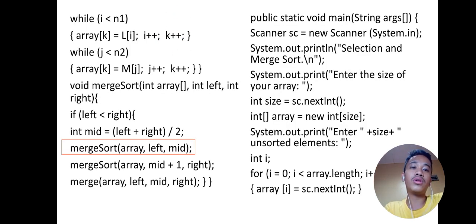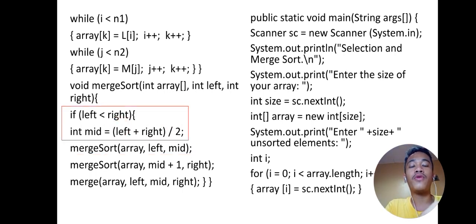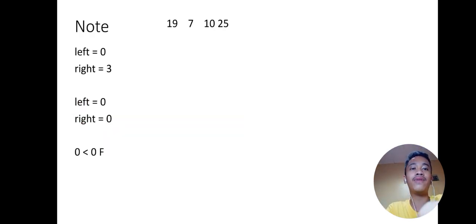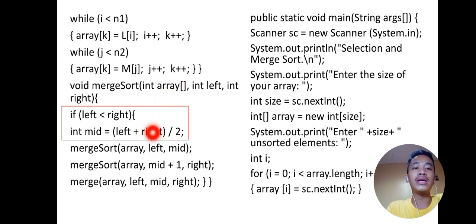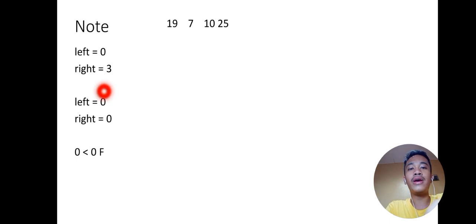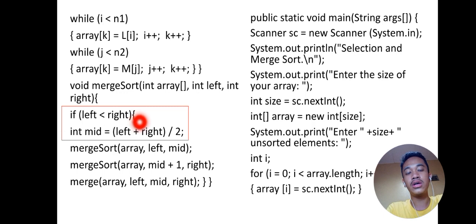Next, it will call again, since the condition right here is true. So perform the if statement again and pass the value of array, left, and mid. So our left has a value of 0 and right has a value of 0. So therefore, 0 less than 0 is false. Since the condition right here is false, we need to jump right here.